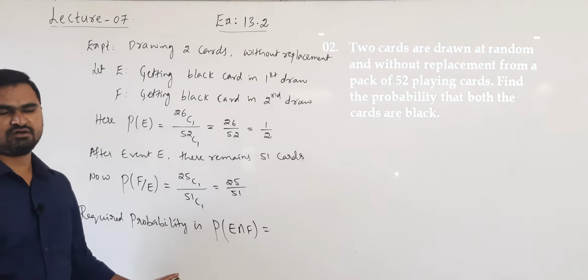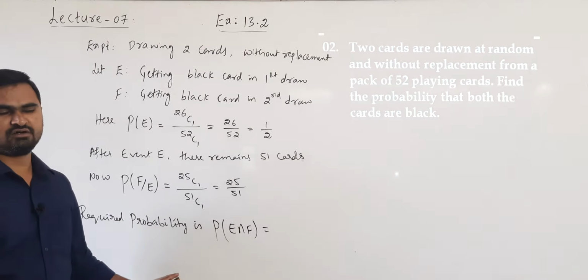By practice we will get P of E is 1 by 2, P of F given E is 25 by 51. So multiplying, we get 25 by 102. So the required probability is 25 by 102. Understand? Next question.